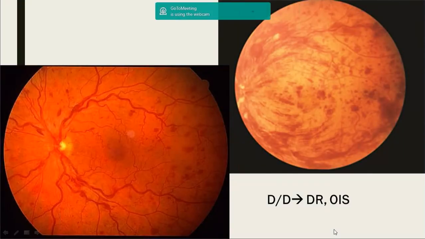So I would like you to see the picture for a minute and tell me which is the non-ischemic type and which is the ischemic type. So this is the non-ischemic type of CRVO and this is the ischemic type of CRVO.